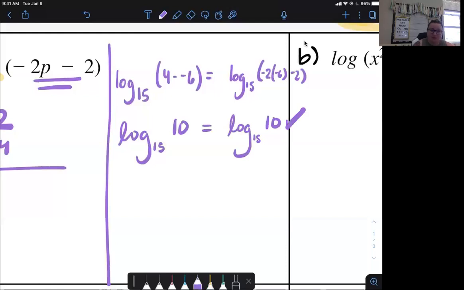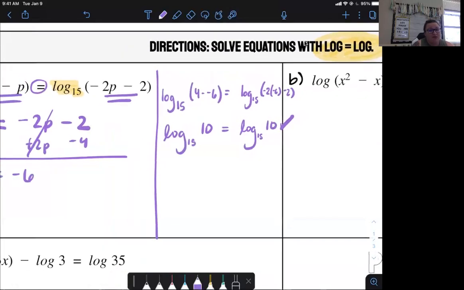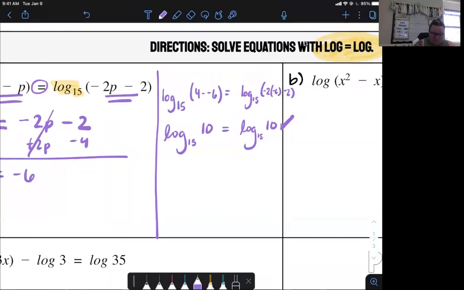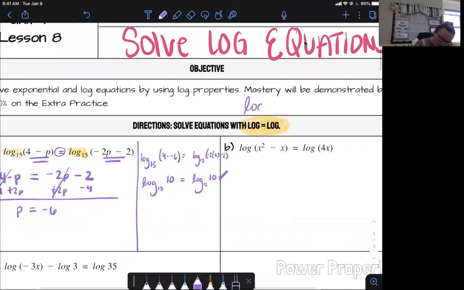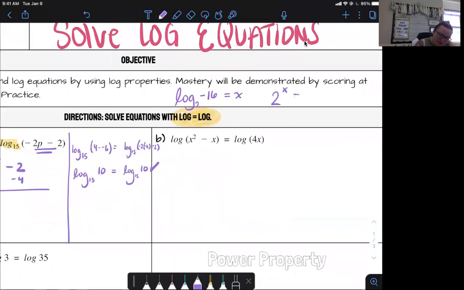So the reason why we needed to check that is because we are not allowed to take the log of a negative number, because remember, if you have log base 2 of negative 16 equals x, 2 to the what power would give you a negative 16? There is no exponent that you can take 2 to the power of and get a negative number. So you're never allowed to have a negative in your logs.